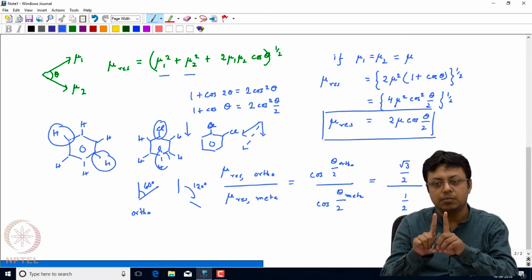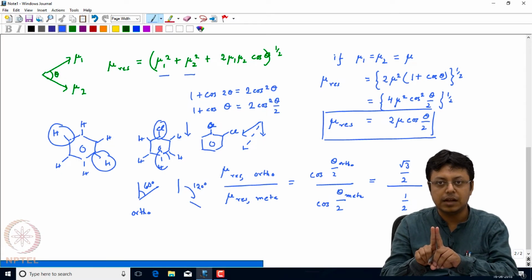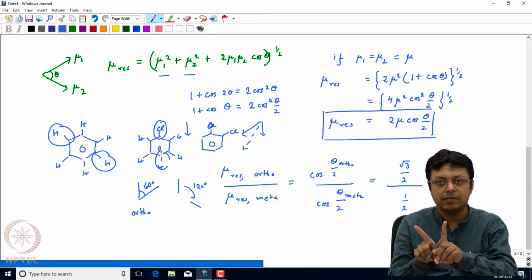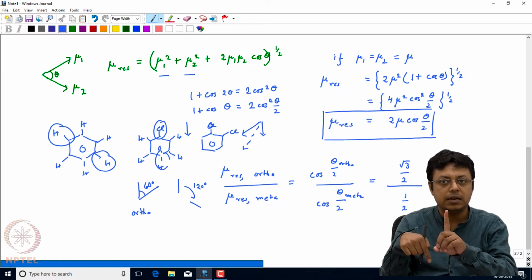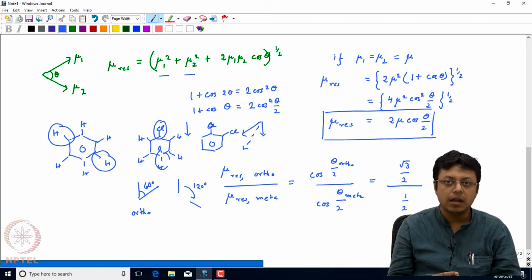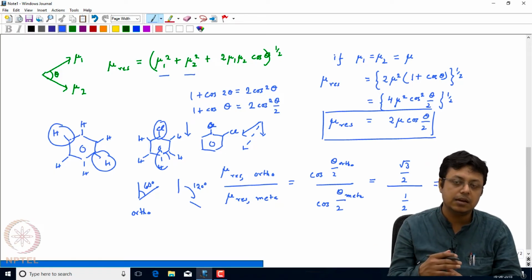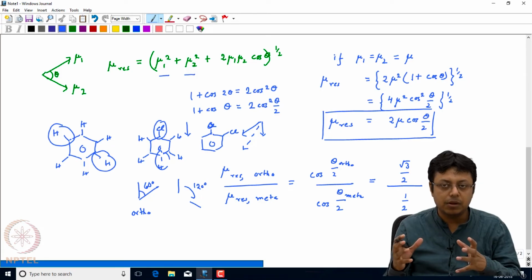because if the angle is small, suppose the angle was 0, then cosine 0 will be 1, so the resultant dipole will be just twice mu. If the angle is 60 degrees, it will be something like that. If it is 120 degrees, it will be something less than that. And if it is 180 degrees, then the dipoles will cancel each other, like we have seen for carbon dioxide, a perfect cancellation of the dipole moments, and the resultant dipole moment will be 0.